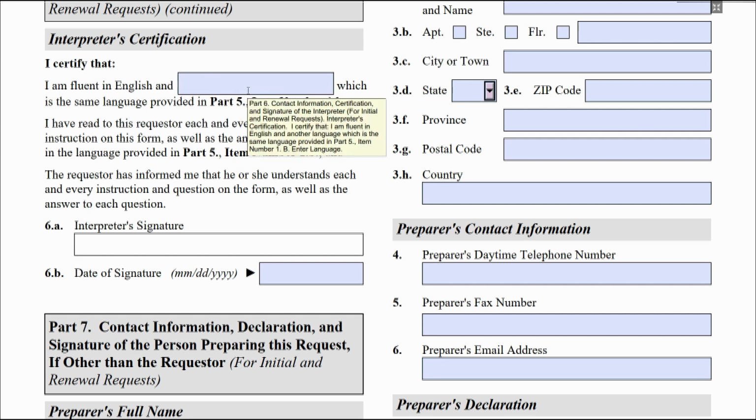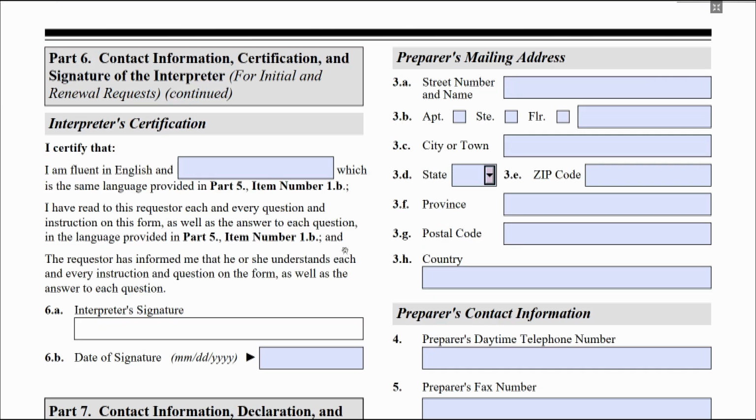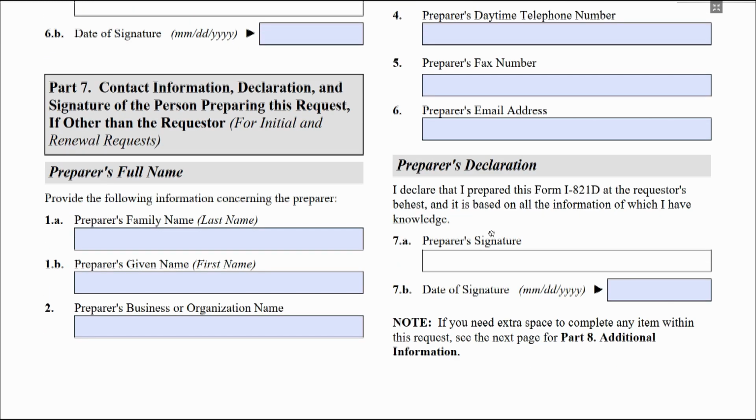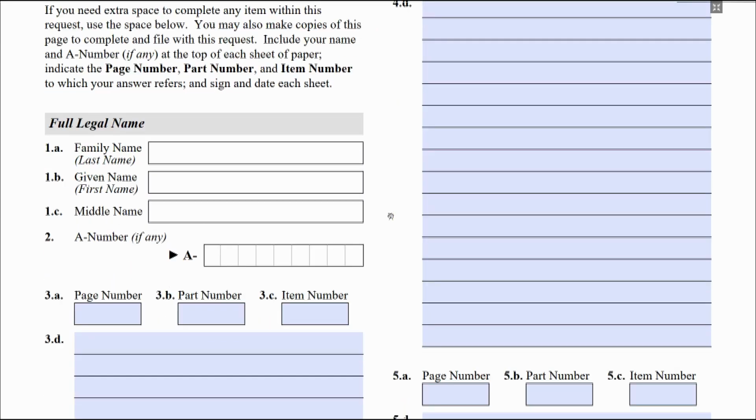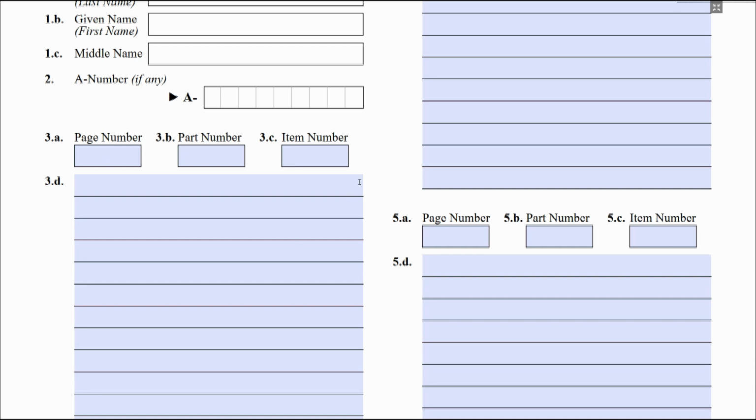Then the interpreter would fill out this portion: their name, business or org name, their mailing address, their phone number, their contact information. They would certify that they are fluent in both English and the language that they communicated this form to you. They would date it and sign it. The information for the preparer is pretty much similar to the interpreter. It has the name, contact information, telephone number, email, and then they would sign.